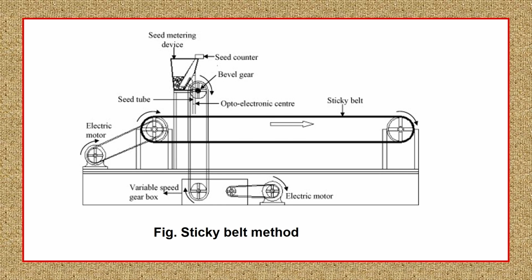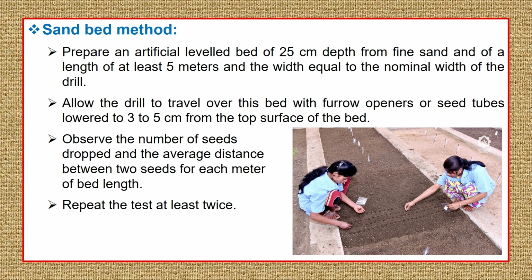In addition to the seed damage, we can also assess the uniformity of seed. As the seeds fall on the sticky belt, they tend to stick there only. So that allows us to examine what spacing the seeds maintain while they are falling into the furrow. The other method is the sand bed method.